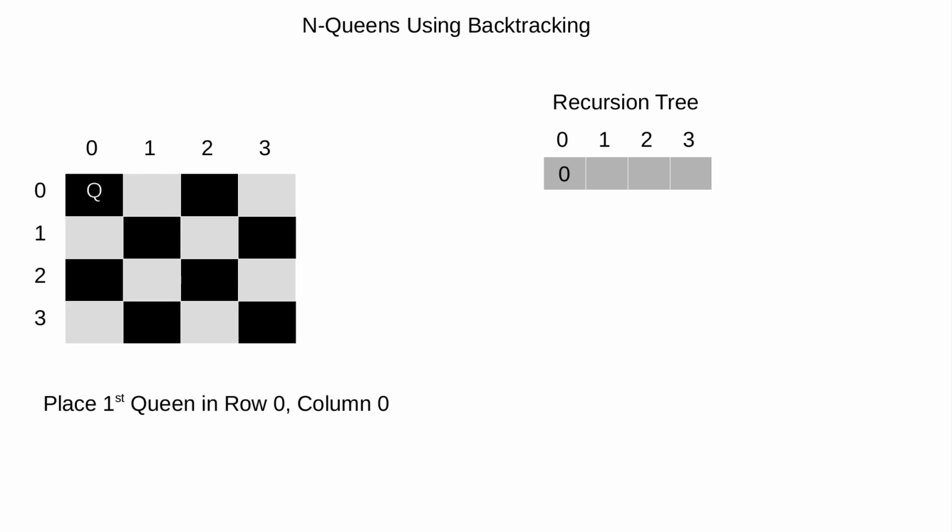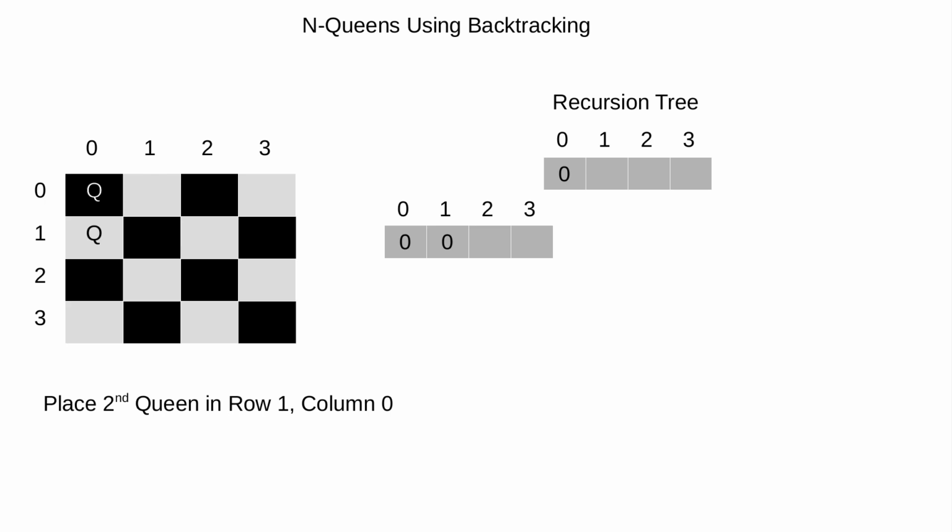Now let's try to place queen 2. So whenever we are trying to place a new queen, we are moving to another level in the recursion tree. So here we are trying to place queen 2 in row 1, column 0. So is this queen safe at this position? No, because they are in the same column. So 0 and 0. So we'll try to move to the next column. So is the queen safe at this position?